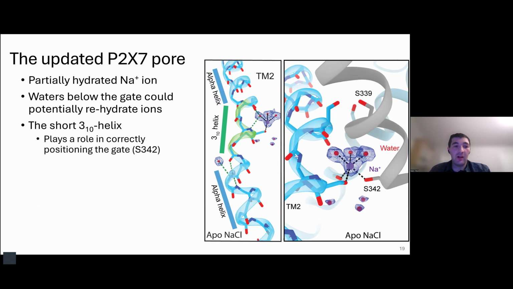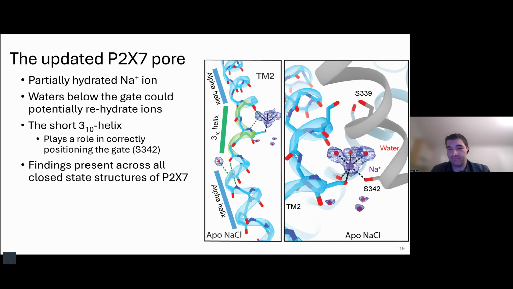I showed you that there's a 3-10 helix that surrounds the channel pore, and we think this 3-10 helix plays a critical role to position the side chain of 342 to act as the gate in the closed state. And then finally, these findings are present across all closed state structures of P2X7.